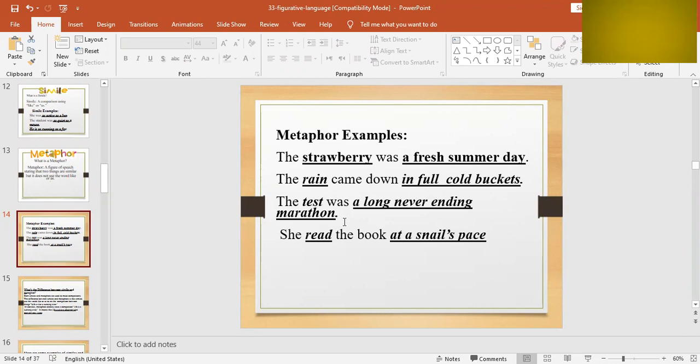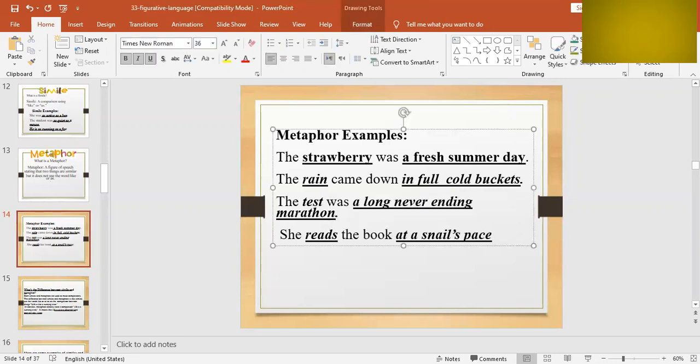She read the book at a snail's pace. You know, the snail is a very slow animal. The snail's pace, it moves very slowly. So she reads, sorry, you should have an S here: she reads the book at a snail's pace. Snails walk very slowly. Here I want to express someone's slowness.